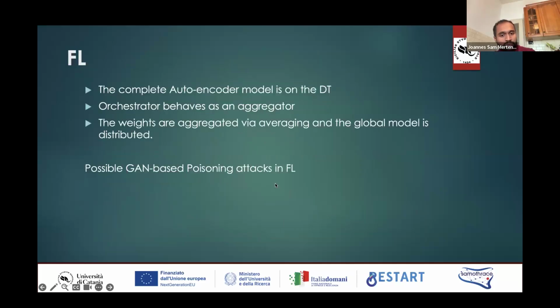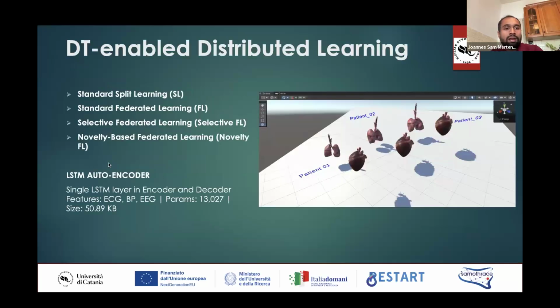So this was very much secure. Okay. And we also compared it with federated learning. So like I said, the orchestrator will behave as an aggregator. So the model parameters are exchanged here. Okay, so this is not as secure as split learning, because as I said, there are possible GAN-based poisoning attacks that can happen here. But still, there is no exchange of raw data here. Okay. So we compared 4 techniques.